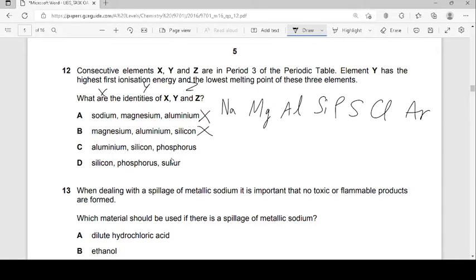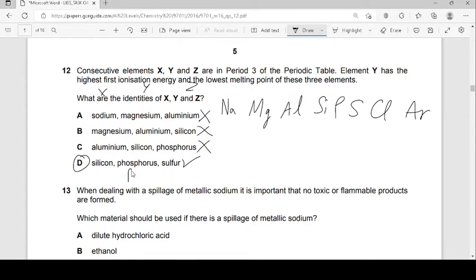Aluminium, silicon, phosphorus. Now again, silicon has a higher melting point than aluminium and phosphorus. So that means this is wrong as well. So my answer must be D, but let's check it out.